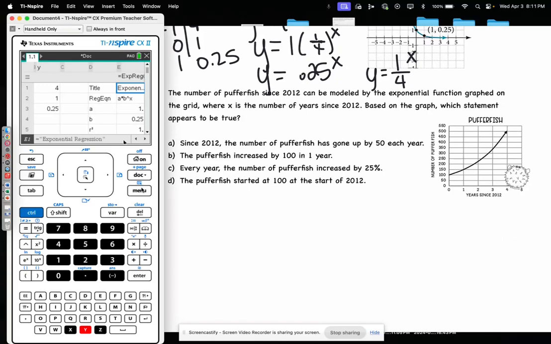Here we have a graph of a pufferfish. So the number of pufferfish since 2012, modeled by the exponential function graph. On the grid, x is the number of years since 2012. Based on the graph, which statement is true? So since 2012, the number of pufferfish has gone up by 50 each year.